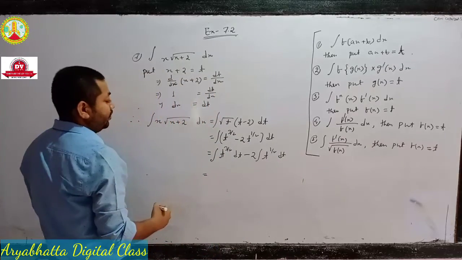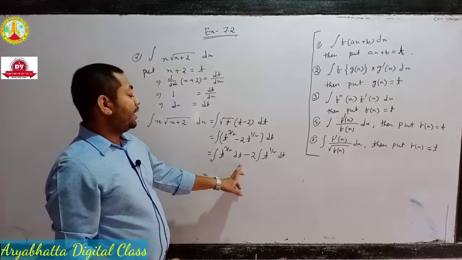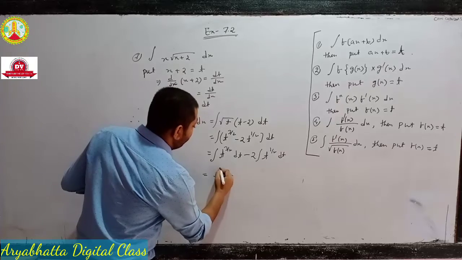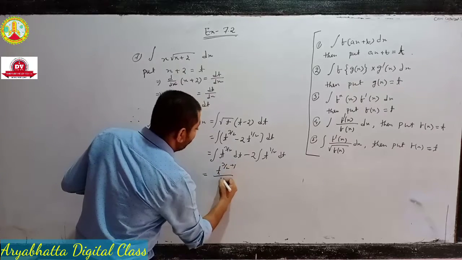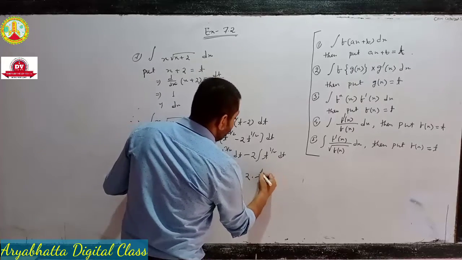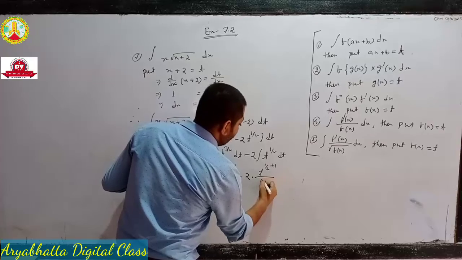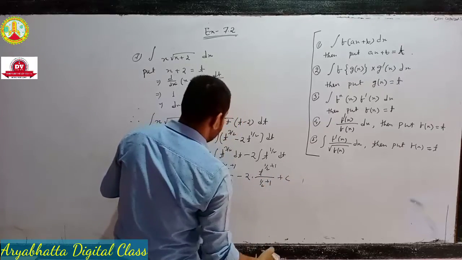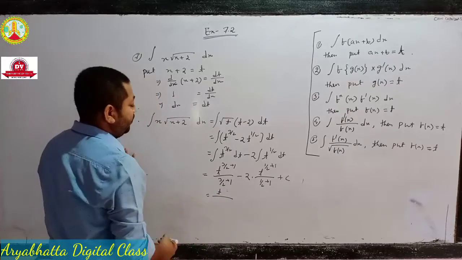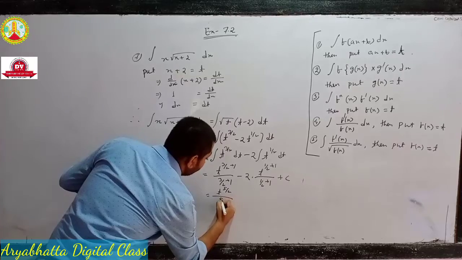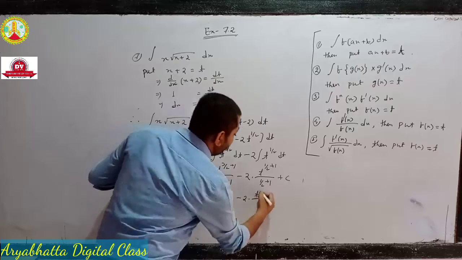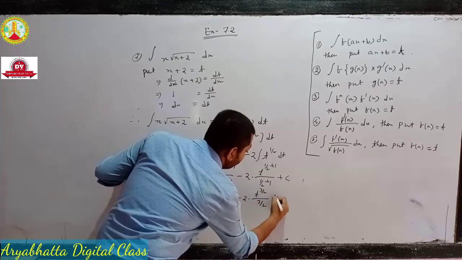We know that integration x to the power n dx is equal to x to the power n plus 1 divided by n plus 1. Therefore, we have t to the power 3 by 2 plus 1 divided by 3 by 2 plus 1 minus 2 into t to the power 1 by 2 plus 1 divided by 1 by 2 plus 1 plus c. This is equal to t to the power 3 by 2 plus 1, 5 by 2, divided by 5 by 2, minus 2 into t to the power 1 by 2 plus 1, is equal to 3 by 2, divided by 3 by 2, plus c.